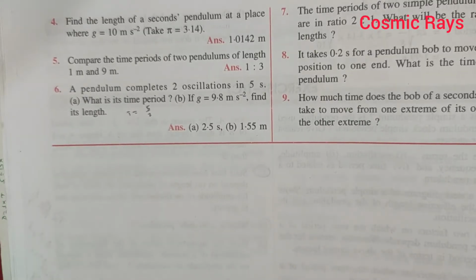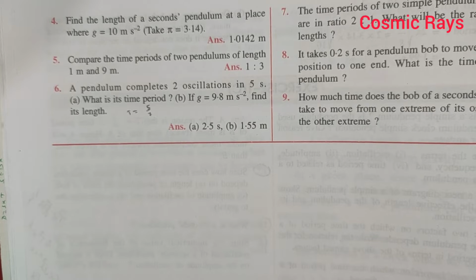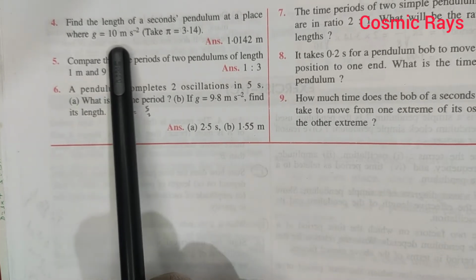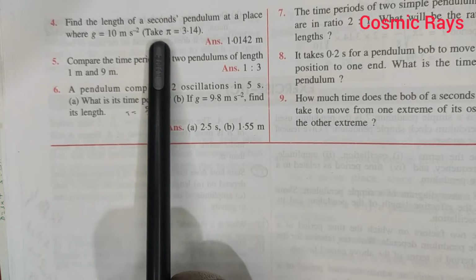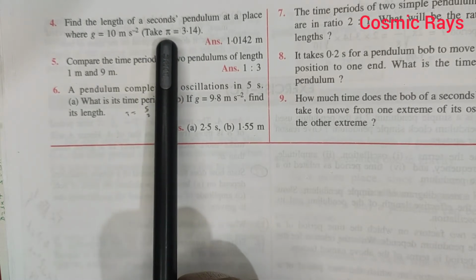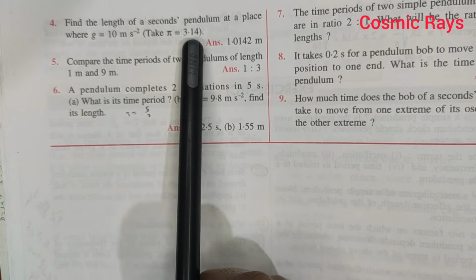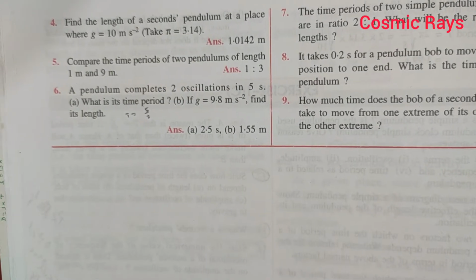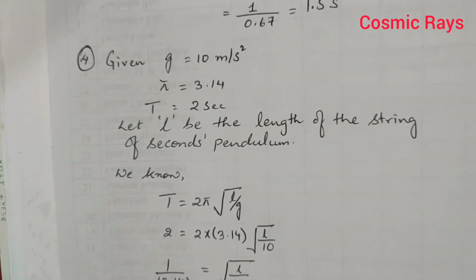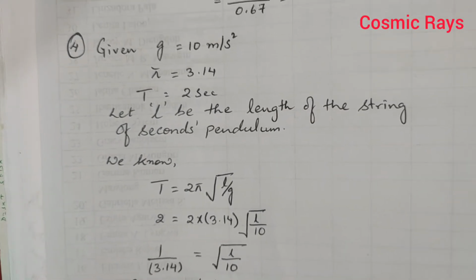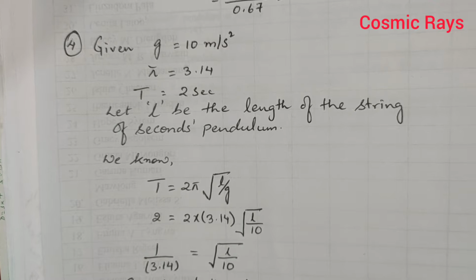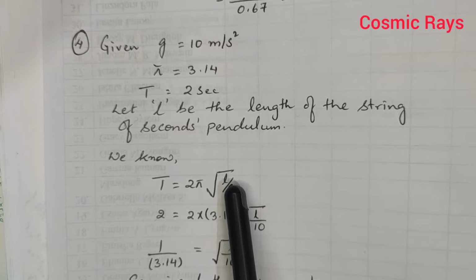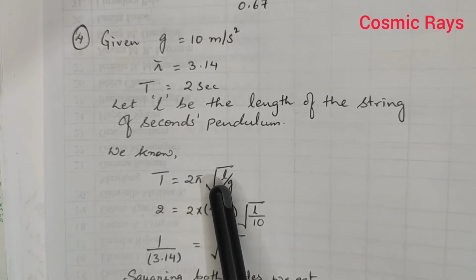Next question is number 4. It says find the length of a seconds pendulum at a place where the acceleration due to gravity is 10 meter per second square, and we have to take pi as equal to 3.14. Now here we can directly use the formula of time period, that is T is equal to twice pi root L upon G. So here we have to find out the length. So we will mold this equation in terms of L.